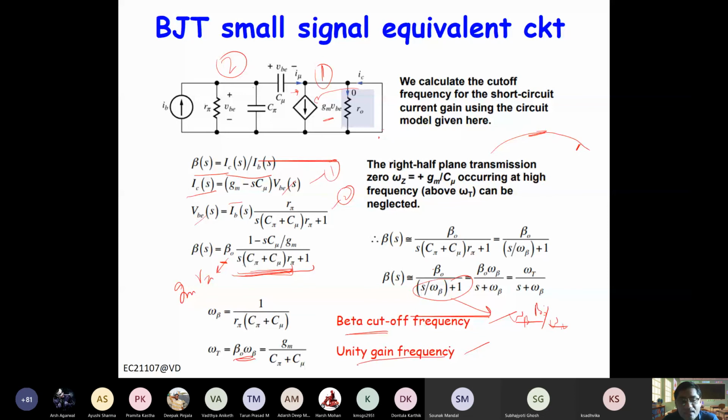You will have 1. So will the unity gain frequency be higher or lower? You have some cutoff frequency given by R_pi, C_pi, and C_mu, and the unity gain frequency will be a beta naught factor more than the cutoff frequency. So basically your gain decreases and then it reaches 1. So this is the unity gain frequency, omega_T, and this is omega beta: the beta cutoff frequency and the unity gain frequency.